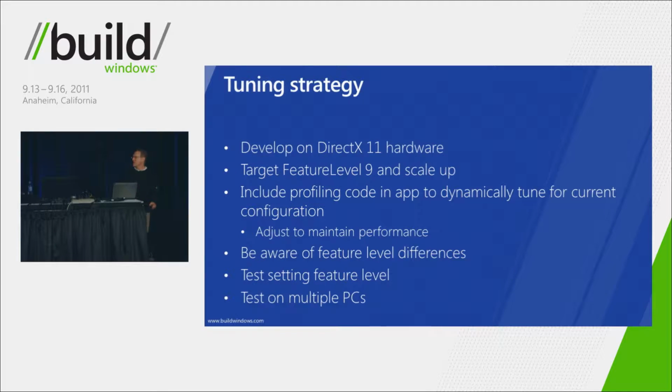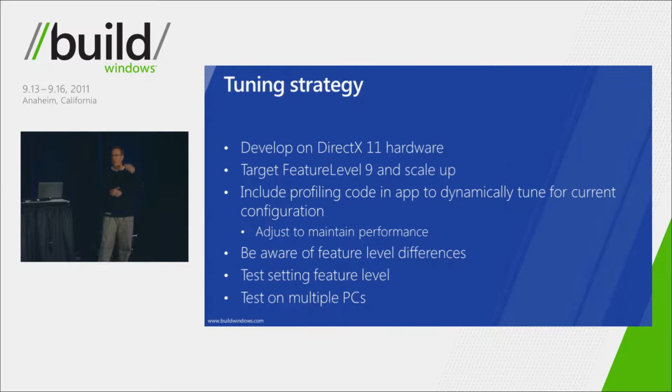So let's talk a little bit about a strategy for how you go about getting that broadest reach and take advantage of the GPU horsepower that's there. First of all, my recommendation is that you start with 11 hardware. And the reason for doing that is that if you remember that list of feature levels that we talked about a little bit ago in the code sample, the runtime is set up to allow you to pick the feature level that you want to try at.